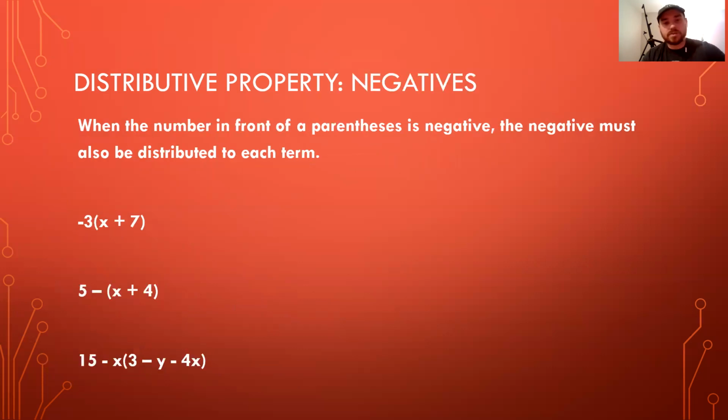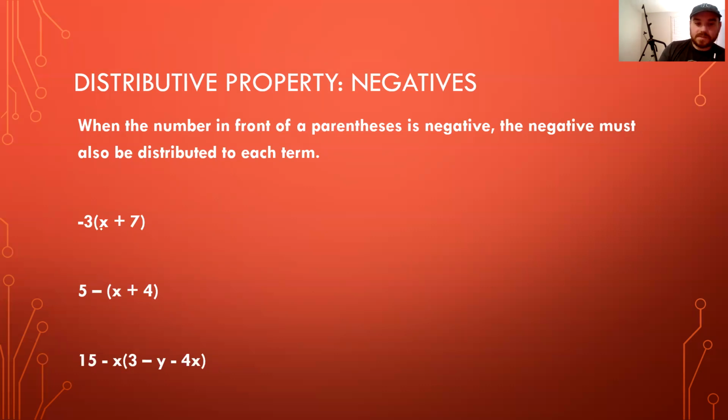Now, last little note on distributive property. When the number in front of the parentheses is negative, the negative needs to be distributed to each term as well. So basically what you're going to see is whatever the sign is in front of the numbers or letters inside the parentheses, it's going to become the opposite.